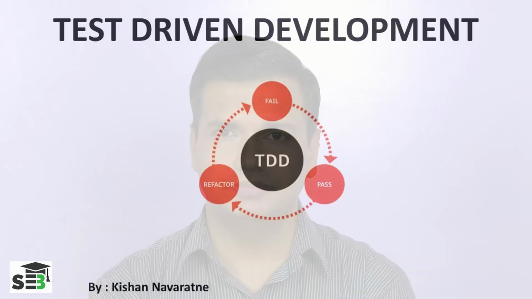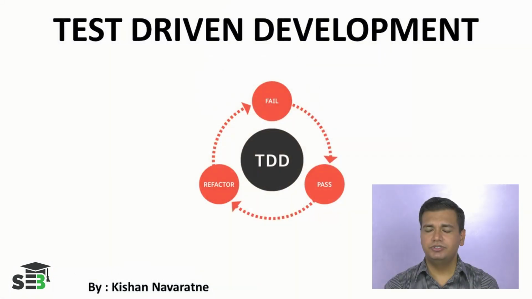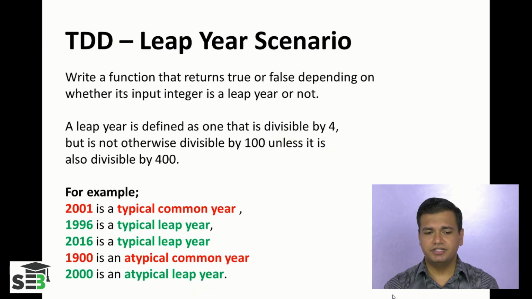Today, what we are going to discuss is the concept of test-driven development. So I'm going to take a simple example. Let's take the leap year scenario. Now, in this scenario, for you to calculate whether a year is a valid leap year or not, if a year is divisible by 4 and if it's not divisible by 100, or if it's divisible by 400, it can be considered as a valid leap year. So let's take this example.